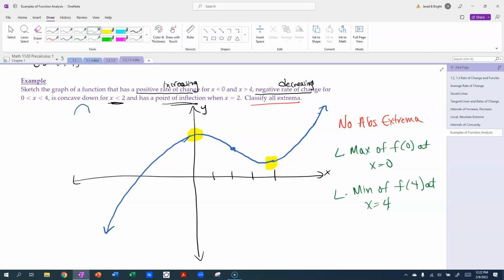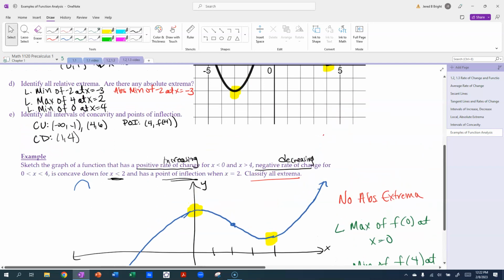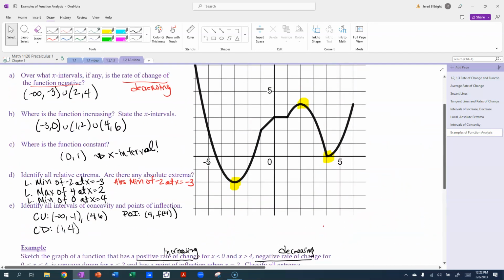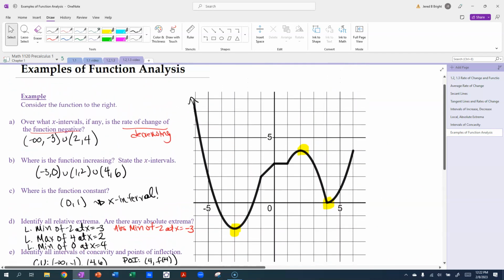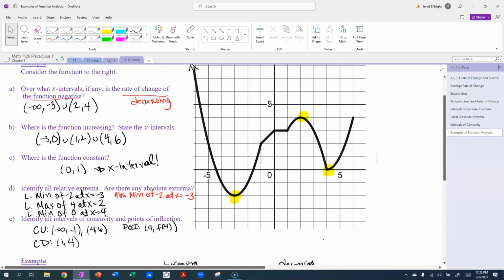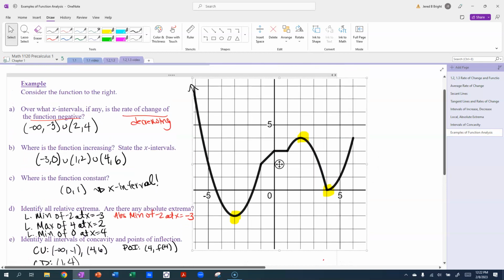So here we have it. We've worked through an example where we have to produce the graph given some conditions and properties of the function. And we've worked on identifying the function properties based on a graph that's given to us. So we should have increasing, decreasing, concave up, concave down, points of inflection, and extrema all in our toolkit now to talk about with any function.